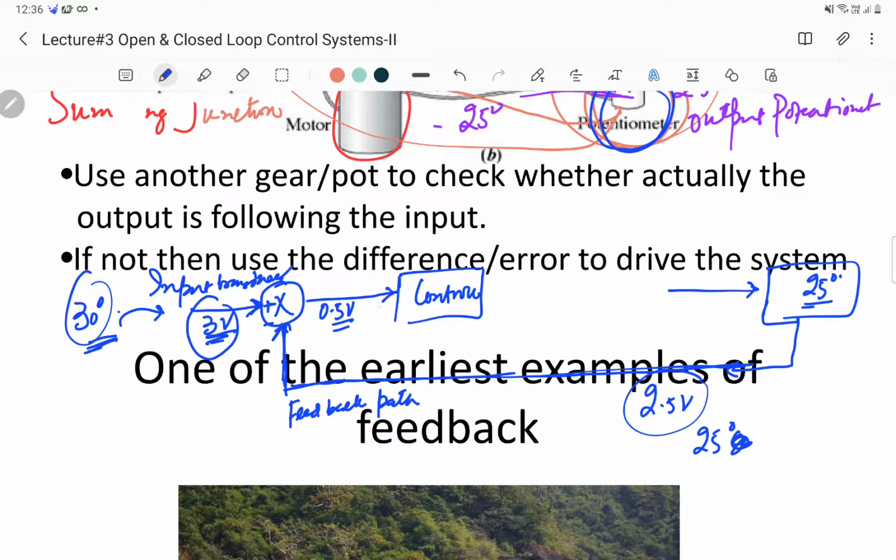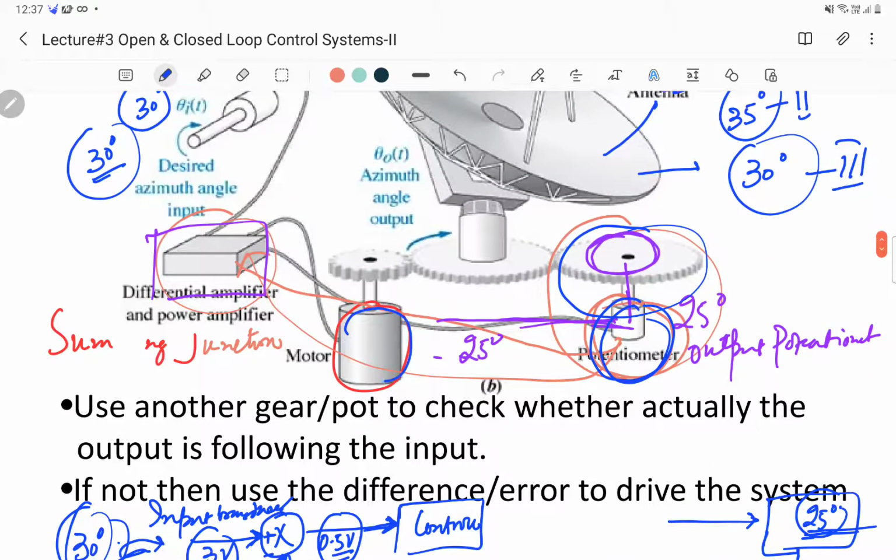So the controller receives the information that an error has been generated, that the desired output is not the same as the reference input. The desired output should have been 30 degrees, but it is only 25 degrees, and the reference input is 30 degrees. So this means there is an error of 5 degrees. That's why the feedback tells us that an error has been generated. So the controller works accordingly. It makes the motor move again so that this error gets corrected.